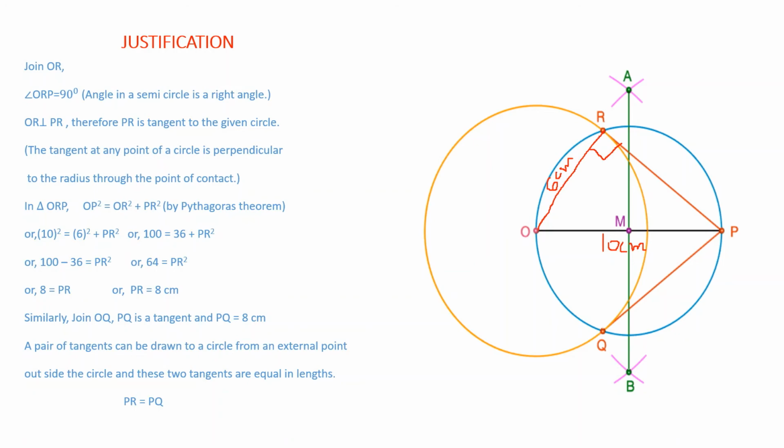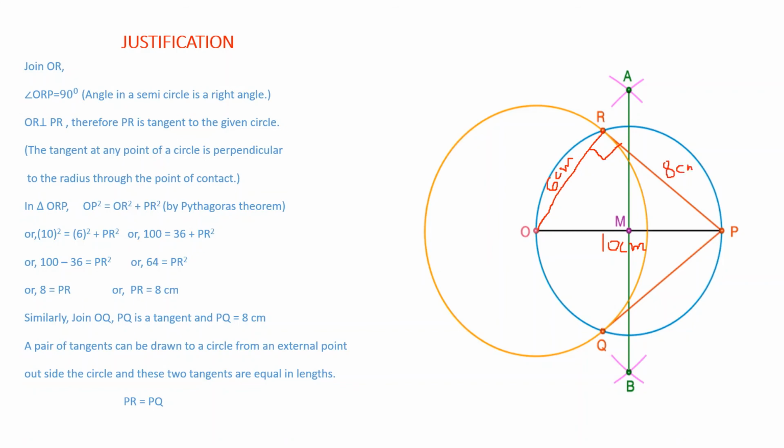In this case, we know OP, we know OR, so we can calculate PR. OP square equals OR square plus PR square. OP square is 10 square, OP is 10, OR is 6, and PR we don't know. So 100 equals 6 square, which is 36, plus PR square. Now transposing 36 to the left hand side, 100 minus 36 equals PR square. So 64 equals PR square. So PR equals 8. So the length of the tangent PR is 8 centimeter.